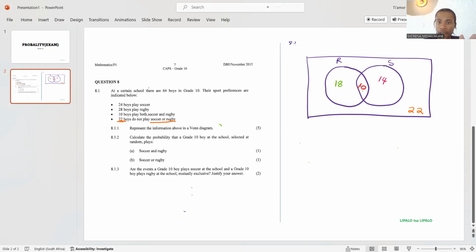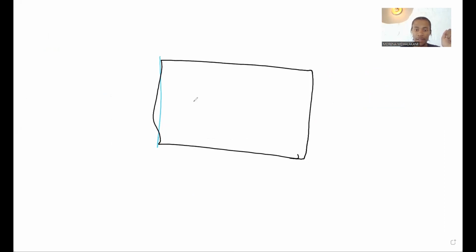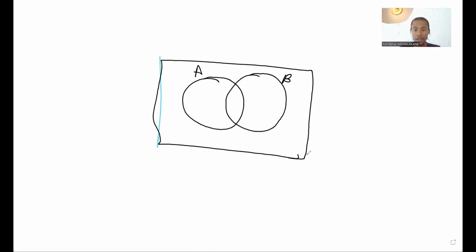So let me just explain something here on the Venn diagram, right? If I have a Venn diagram like this, right? So I'm going to have my events, and I have my events. Now, let us say this is A and then this is B. Right now, you have the sample space. Now, if I'm looking at A, the number of A, this is A, this is the whole of A.